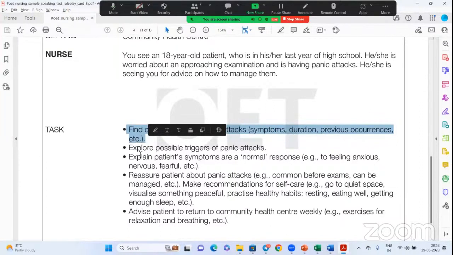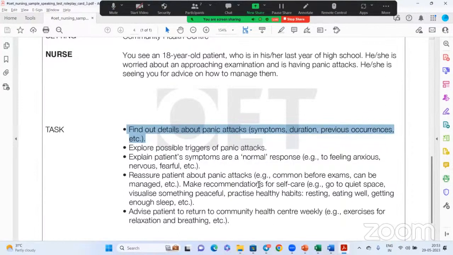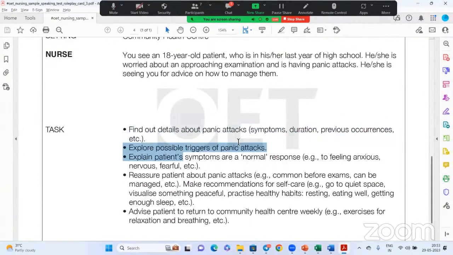So how well you are making it into one style is better, right? Yes, sir. Here, reassure the patient and make recommendations. This is reassurance. So each point, you have to take 1 point for discussion at a time. Okay, sir. 1 point at a time. That is beneficial for you.